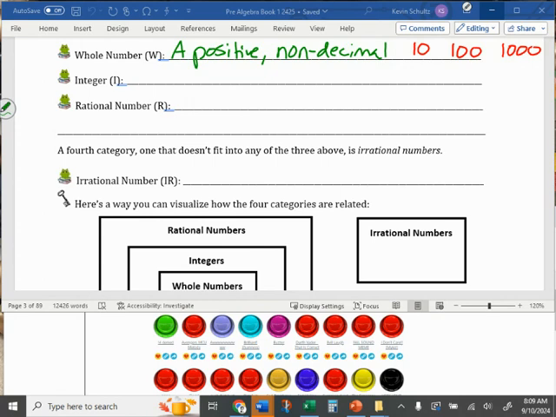Okay, not quite. An integer is a positive or negative non-decimal. So what whole numbers and integers have in common is they're both non-decimals. The difference is integers can include negative numbers as well.